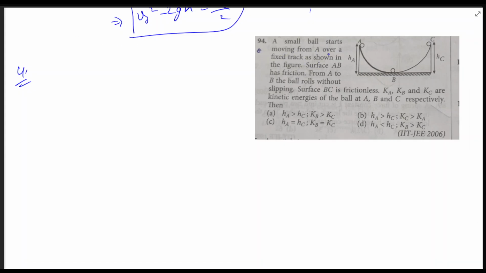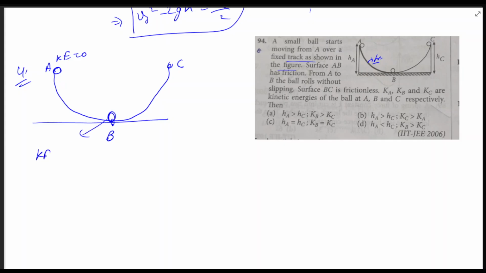So we have a small ball that starts moving from A over a fixed track as shown in the figure. The surface AB has friction, and from A to B the ball rolls down without slipping. It is starting with 0, so here the kinetic energy is 0, right? This is point A, this is B, and this is C. So at B, mgh will be converted to rotational energy as well as translational kinetic energy because it is rolling. So here we have kinetic energy as half I omega square plus half m v square, where v equals omega r.